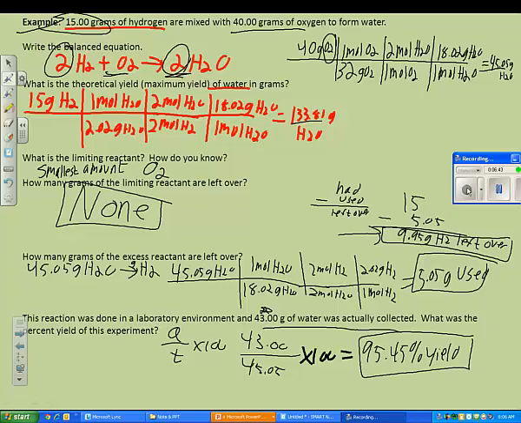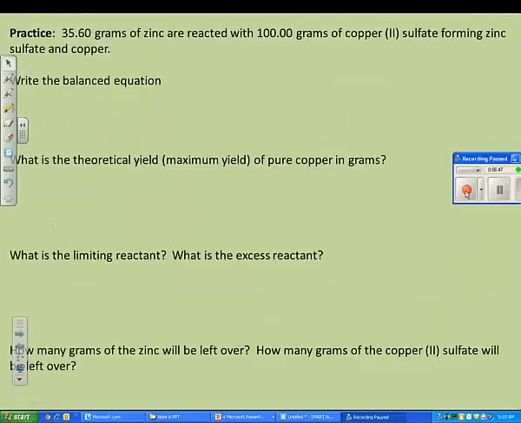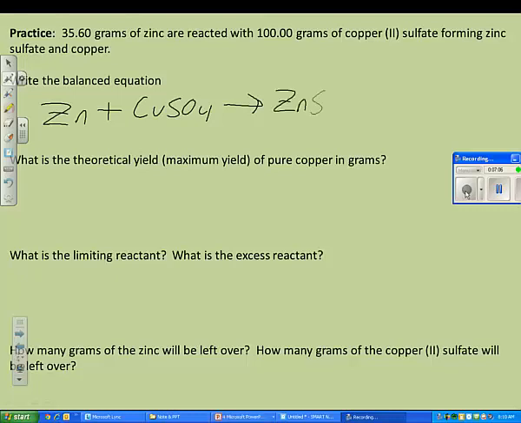All right, so you got one more question. Let's run through it real quick. 35.6 grams of zinc react with 100 grams of copper sulfate, forming zinc sulfate and copper. So you got to write the balanced equation. Start off with zinc plus copper 2 sulfate yields zinc sulfate and pure copper.